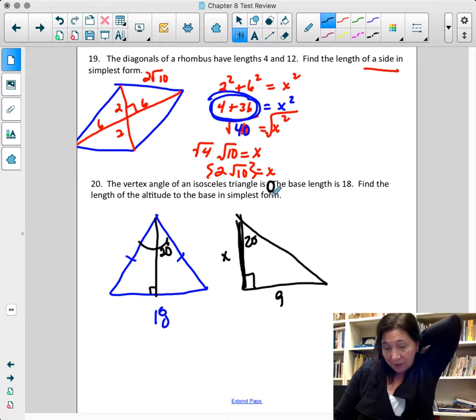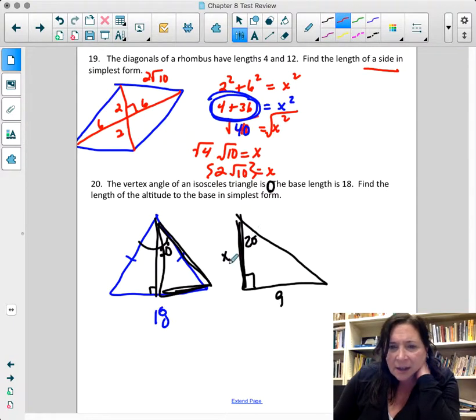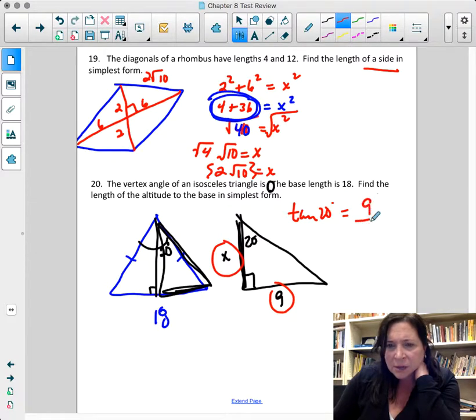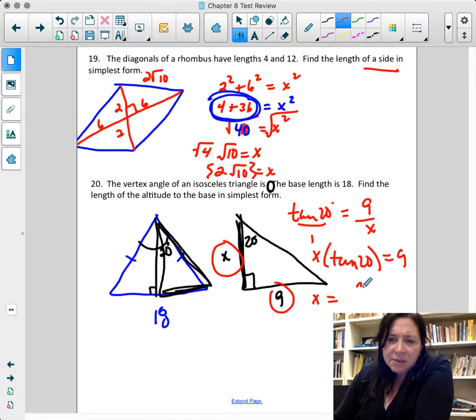Well, you will need your calculator for this, okay? To find the length of the altitude, which is the height, all I did was take this right triangle here and redraw it. To find the altitude, I'm not using the hypotenuse, so I'm not using sine or cosine. I'm going to say tangent of 20 degrees is equal to opposite over adjacent. So 9 over x. I'm going to cross multiply: x times tangent of 20 is equal to 9. So x is equal to 9 divided by tangent of 20 degrees.